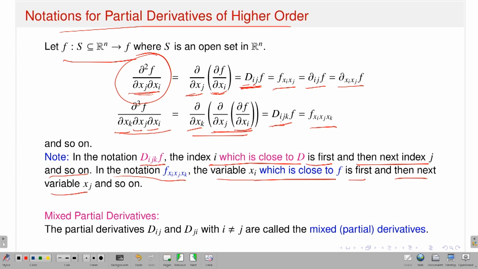So that's how, from the notations, you can guess with respect to which variable I have to take the first partial derivative of the given function, thinking of that function again as a function from R to R, and then with respect to which variable I should take the partial derivative next. So that's how the notations work, as I already explained.